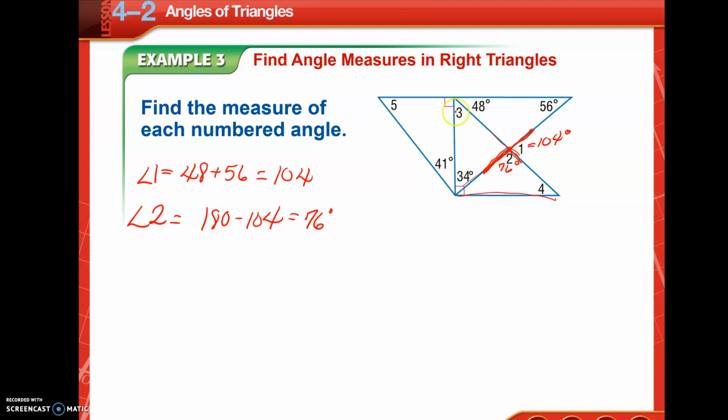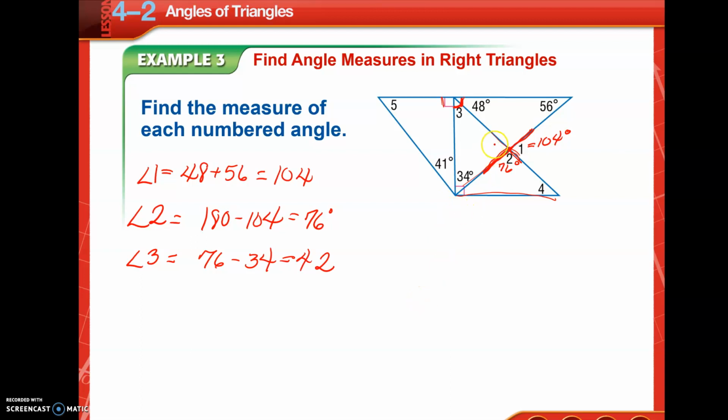So if I want to find 3, I'm going to show you a different way here too to find that angle 3. 34 plus whatever 3 is has to equal 76. So I could do 76 minus 34 is one way I could do that. Another way is that since this angle is 90, this has to be 90. So I could have done 90 minus 48, which would have given me 42.